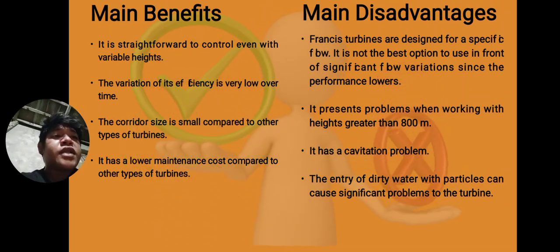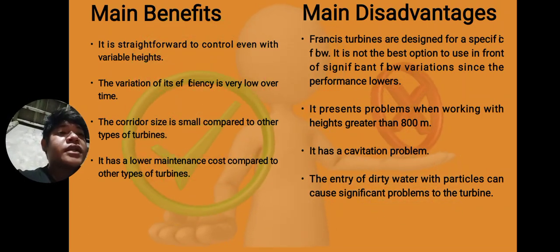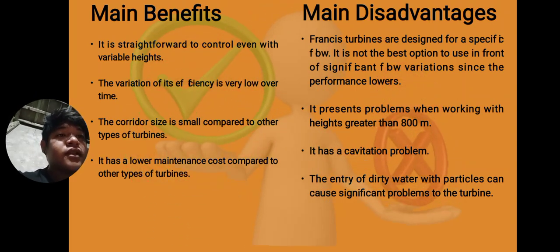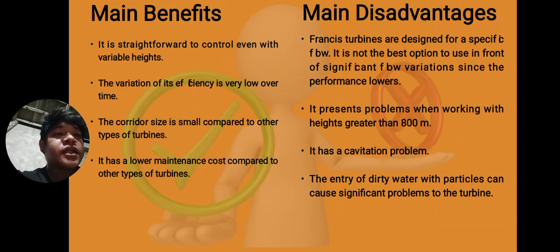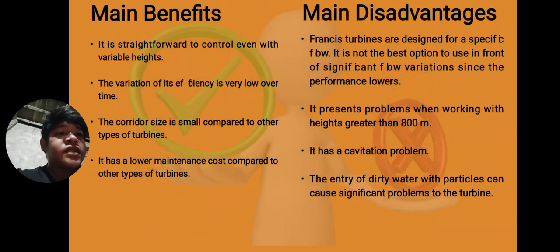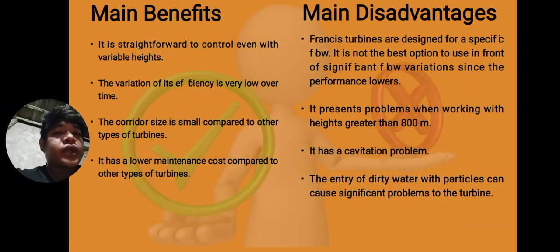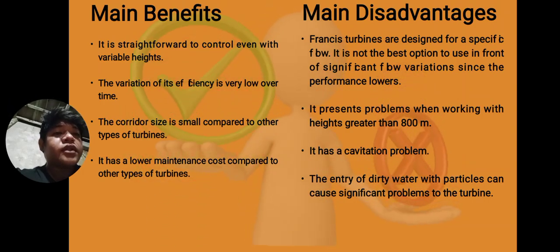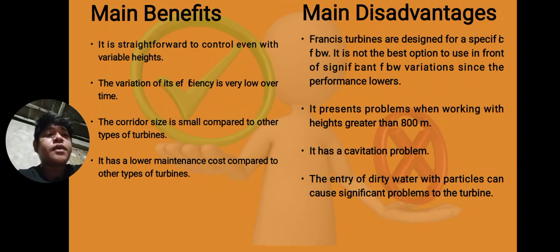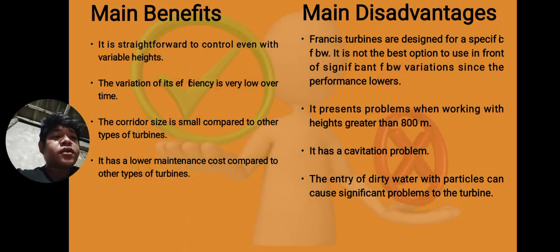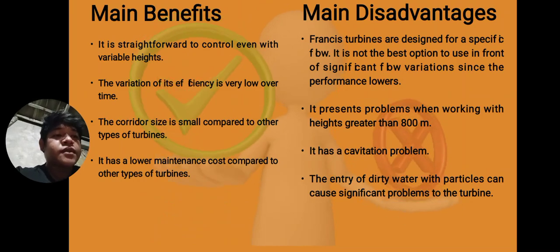And for disadvantages, Francis turbines are designed for a specific flow. It is not the best option in the face of significant flow variation since the performance lowers. It presents problems when working with heads higher than 800 meters. It has a cavitation problem, and last, the entry of dirty water with particles can cause significant problems to the turbines.